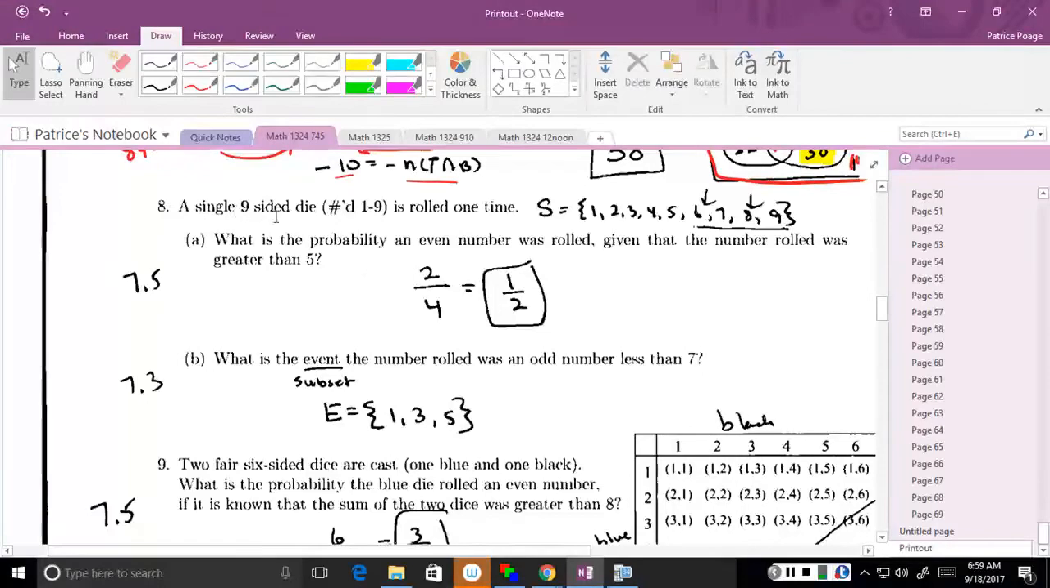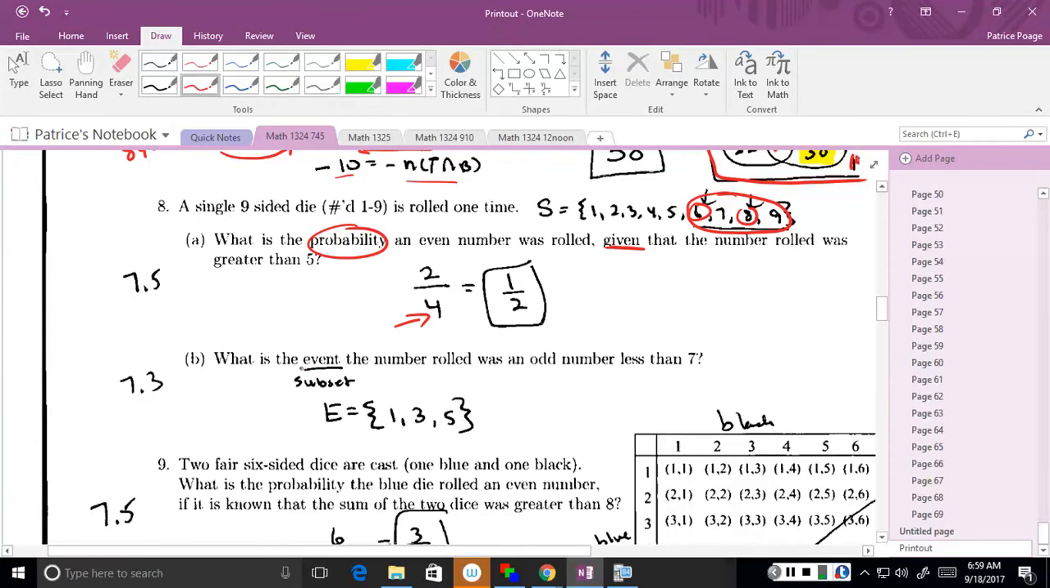Number 8, a single 9-sided die is rolled one time. So here's our sample space, 1 through 9. What is the probability, I know that's a number, that an even number was rolled given, so it's not going to be out of 9, it's going to be out of what we're given. Given the number rolled was greater than 5. So out of these 4, so that's my bottom number, out of those 4, what's the probability an even number was rolled? Well, it happens 2 times out of 4, which reduces to 1/2.